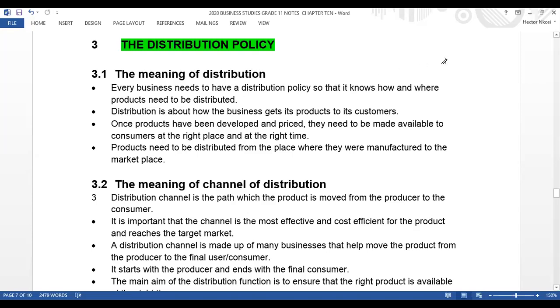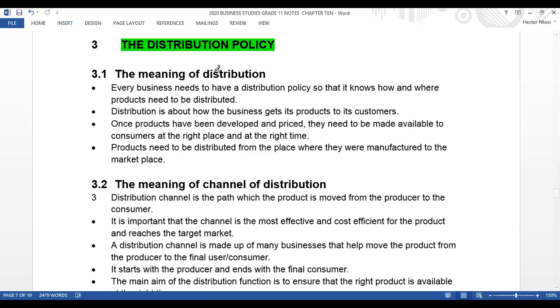Kibla Park, you name them, guys. I'm just making an example because I'm based in Gauteng, so that's why I use Gauteng. But even if you are in any province or any country, distribution is knowing how and where products need to be distributed, right? So it's a very important policy for a business to have a distribution policy so that all your things can go according to order, right?